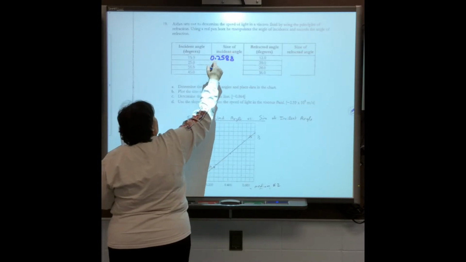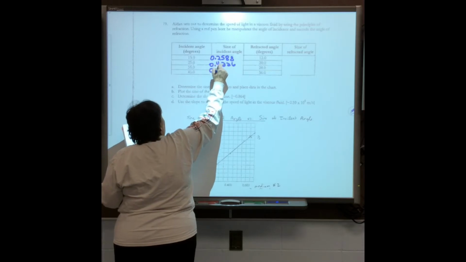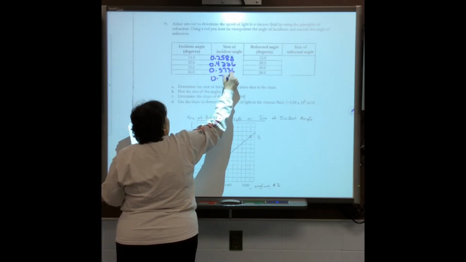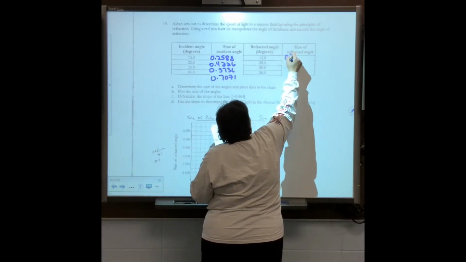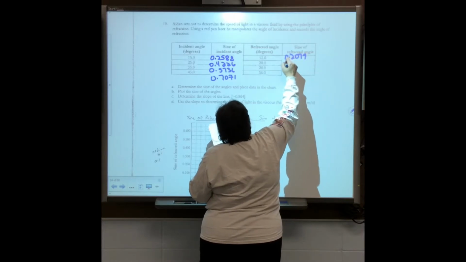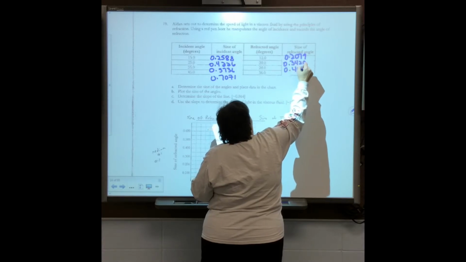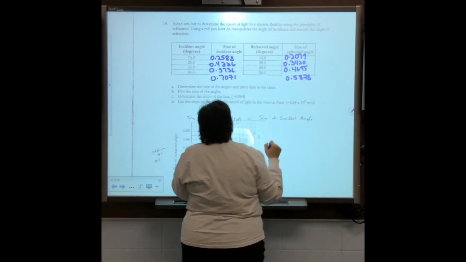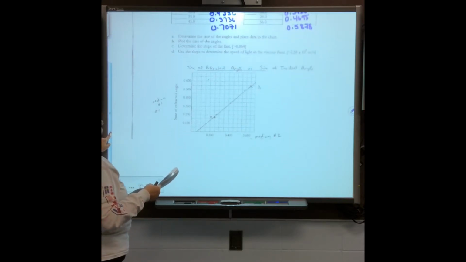0.5736, 0.7071. And then when we do the same thing for the refracted angle, and 0.5878. Okay? Those are very simple. Just in your calculator, sine, put the angle in, and you're good to go.